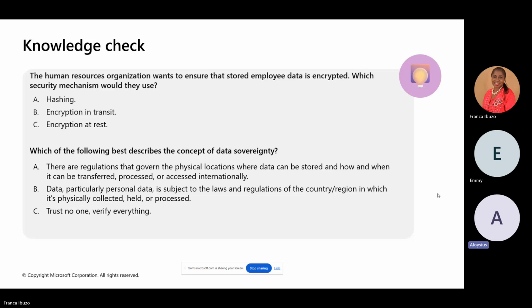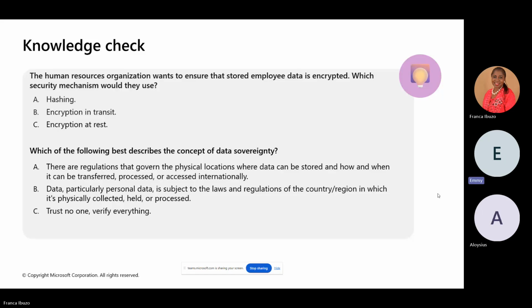The human resource organization wants to ensure that stored employee data is encrypted. Which security mechanism would be used? Encryption at rest. Okay, do you agree? Who answered that? Was that a lawyer? Allah, is that you? Yes. Encryption at rest. Okay, Matt, do you agree with him?